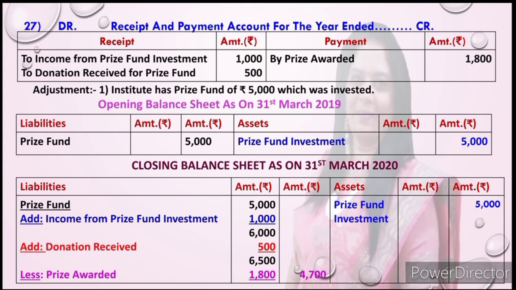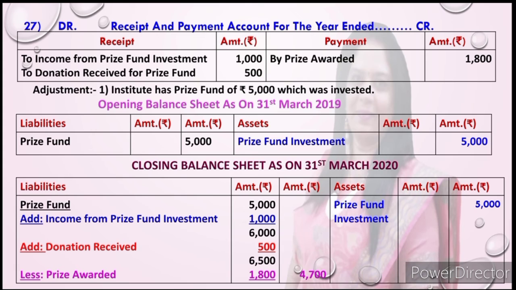Now let's take the receipt side. Income from prize fund investment 1000. That will be added to the prize fund in the closing balance sheet. You can see here in prize fund it is added and recorded as income from prize fund investment 1000. Total amount is 6000.